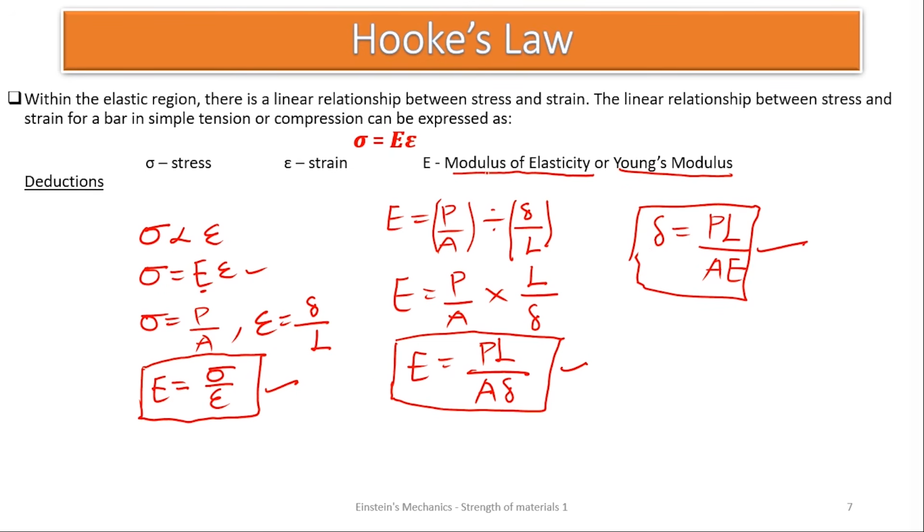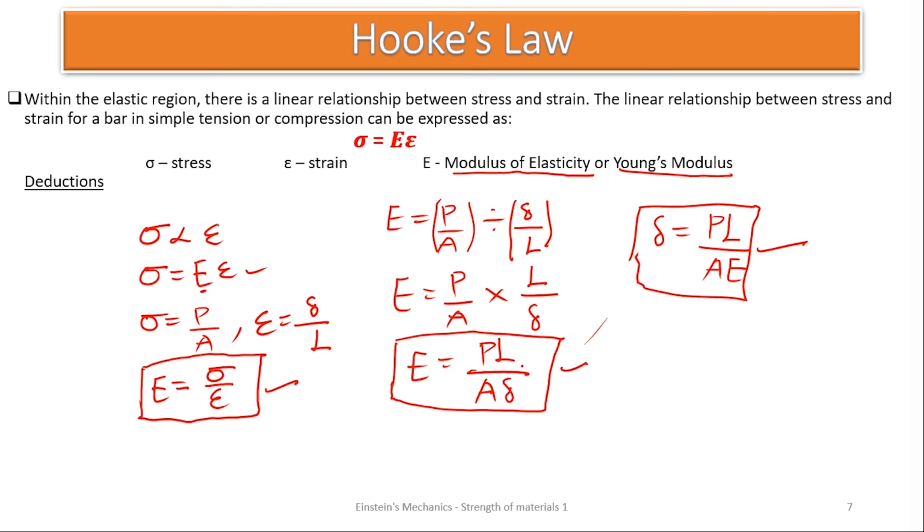So under Hooke's law, we are able to deduce three formulas. E, which is stress over strain, and E, which is the force times the length over the area and the elongation. So from this, we can say that elongation is force times the length over area and the Young modulus.